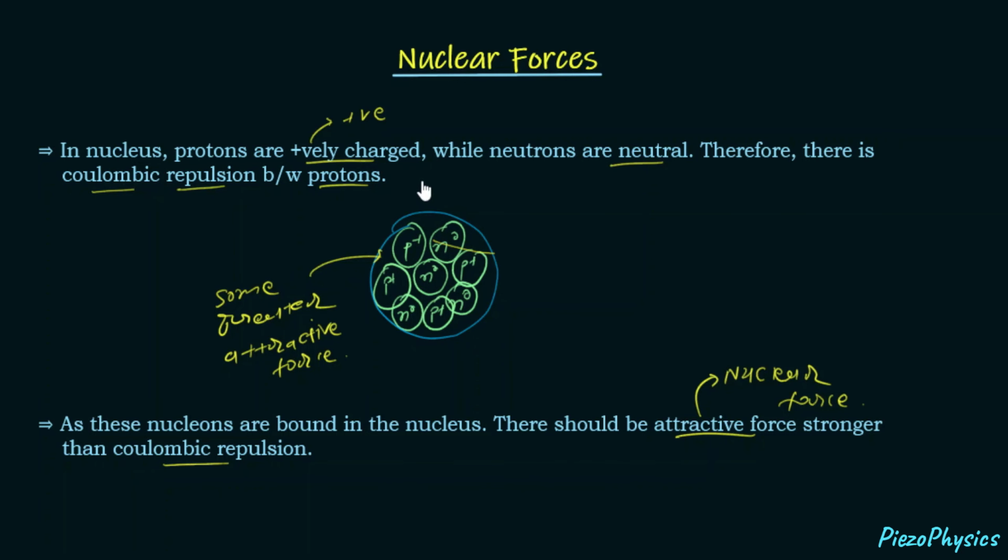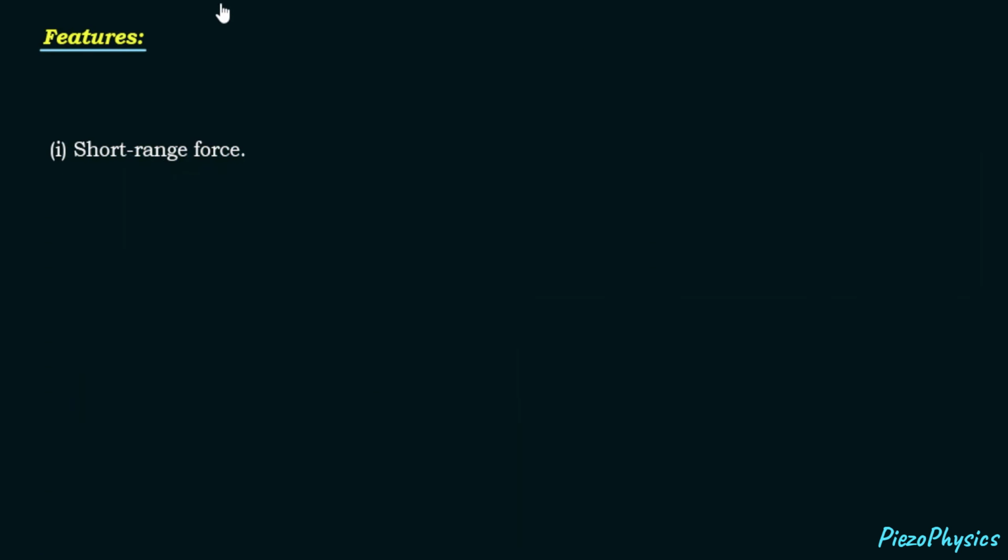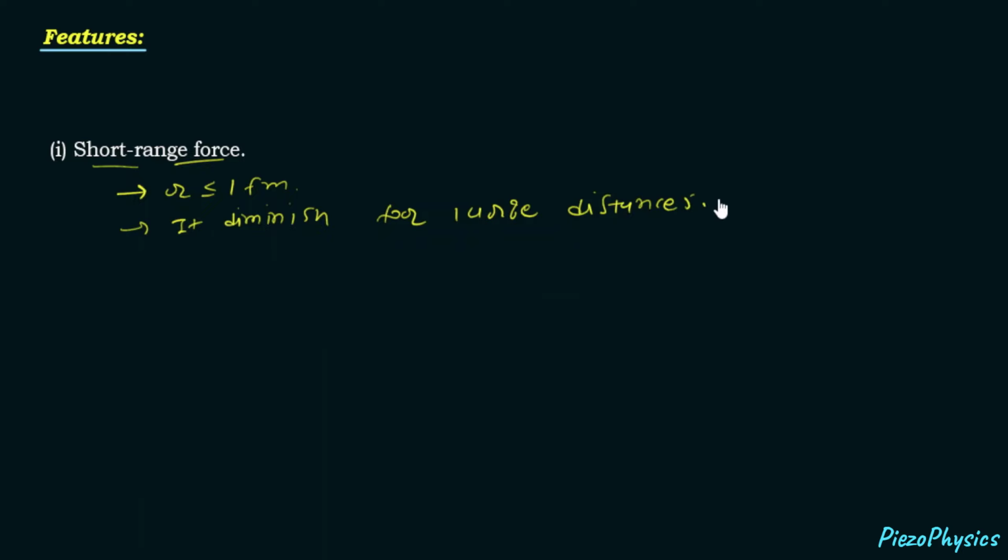Now let us look into the features of the nuclear forces. अब हम देखते हैं कि न्यूक्लियर फोर्सेस के फीचर्स क्या होते हैं। तो फर्स्ट इज न्यूक्लियर फोर्स इज शॉर्ट रेंज फोर्स. इट मींस न्यूक्लियर फोर्स इज जस्ट वैलिड फॉर distance less than 1 Fermi. Okay, and second thing is it diminishes for large distances. If we go more than 5 Fermi, then the effect of nuclear force will diminish.